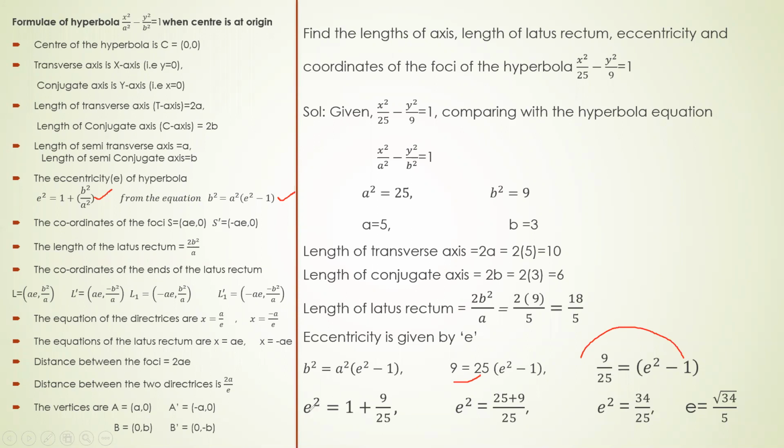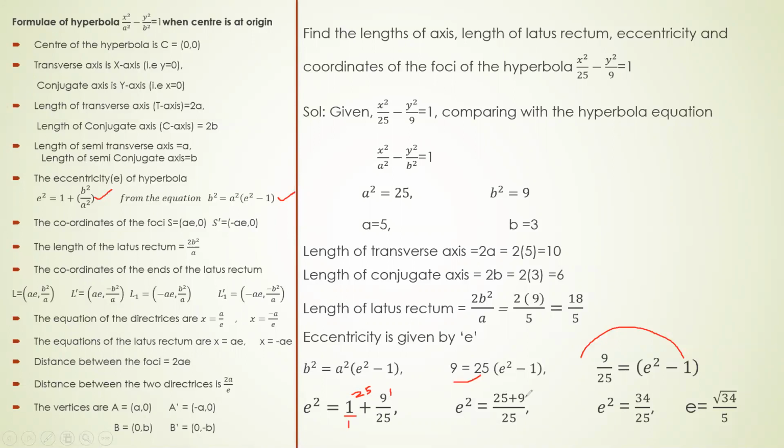Now we will take LCM. Here LCM will be 25. 25 ones are 25. When you multiply, 1 into 25 is 25, plus 9 into 1 is 9.